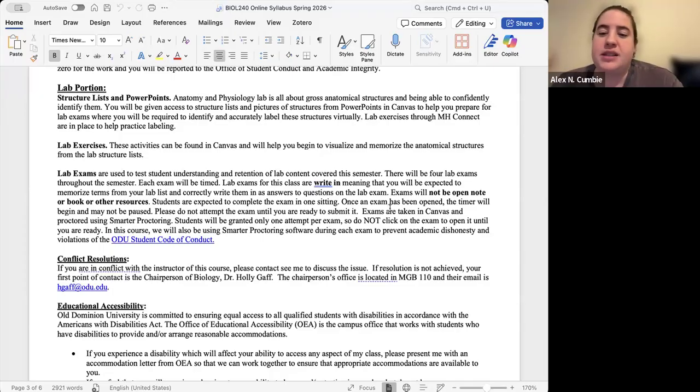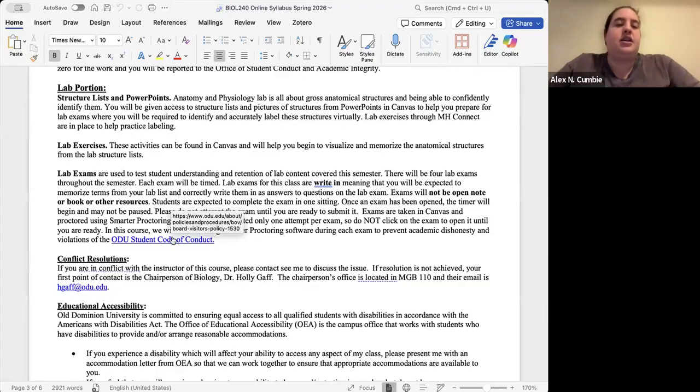Just like your lecture exams, lab exams are not open note, open book, open other resources. Please do not use those resources during the exam. I want to assess how well you know these structures. So that your lab portion is not super exam heavy, because I don't want it to be the only thing you receive a grade for in the lab.